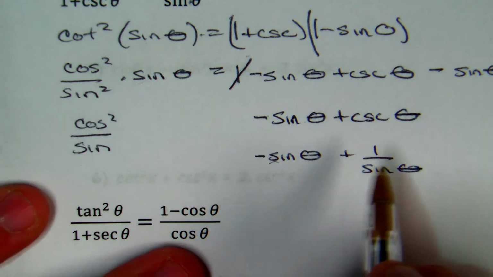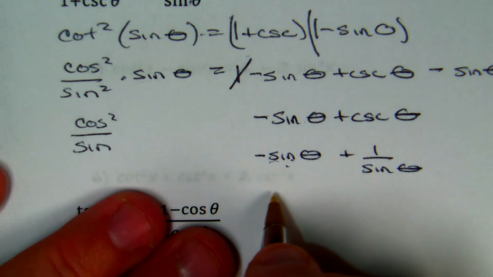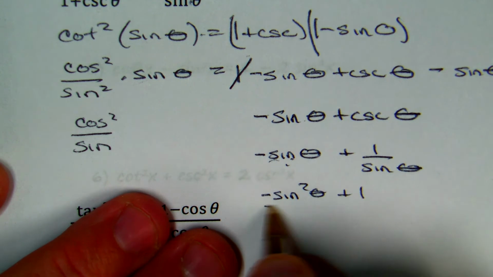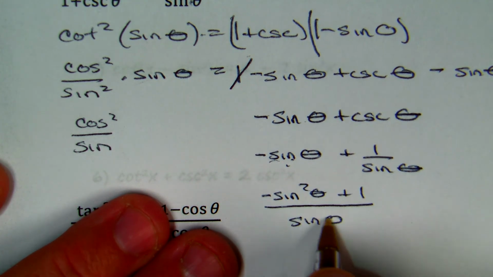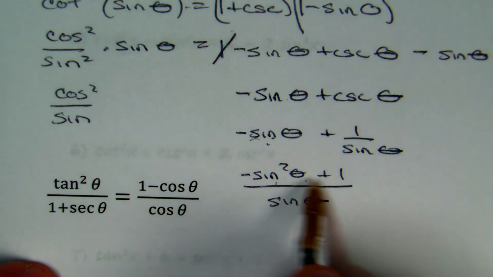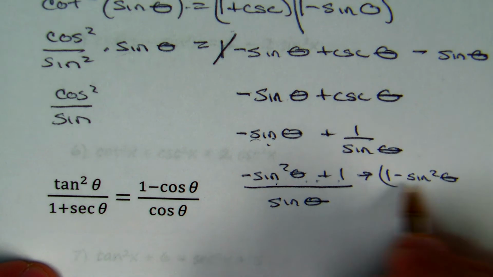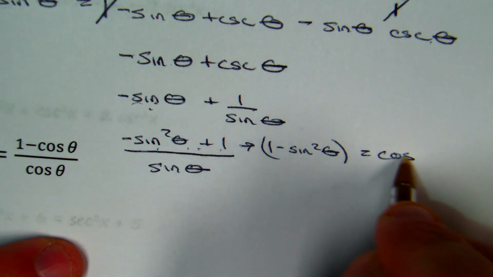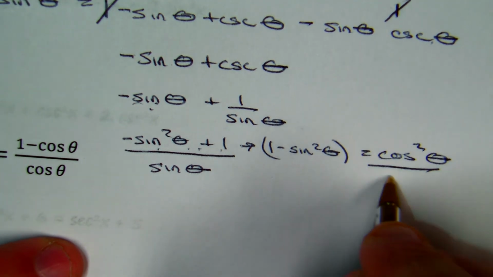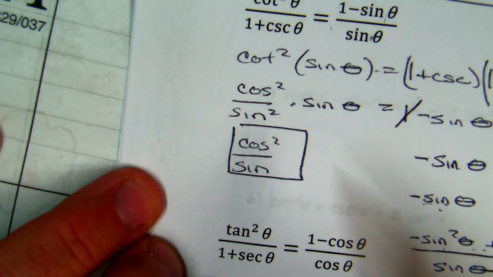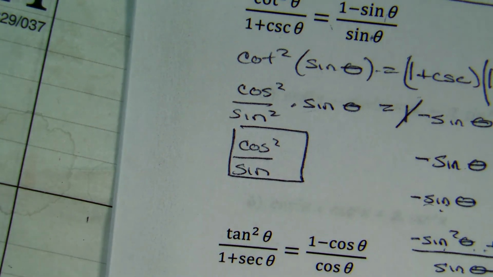Now finding a common denominator. That doesn't have it, so I got to multiply by it. So that becomes negative sine squared theta when I'm done multiplying, plus 1 over sine theta. Negative sine squared plus 1 is the same thing as 1 minus sine squared. And hopefully you realize 1 minus sine squared is cosine squared over sine. At that point, you notice that's cosine squared over sine. This one is cosine squared over sine. So basically they're exactly the same.